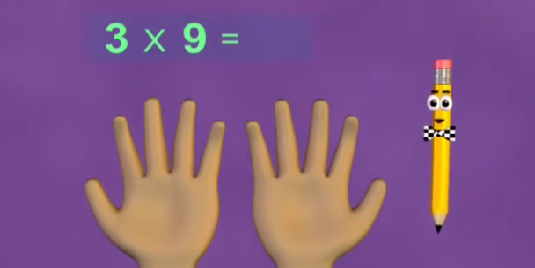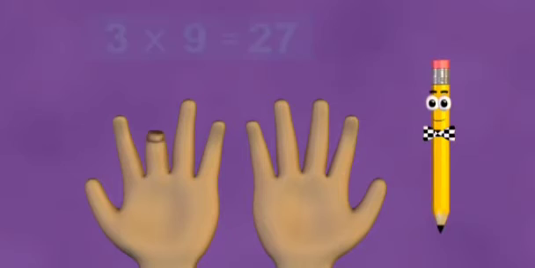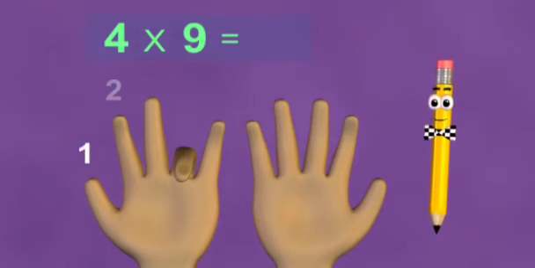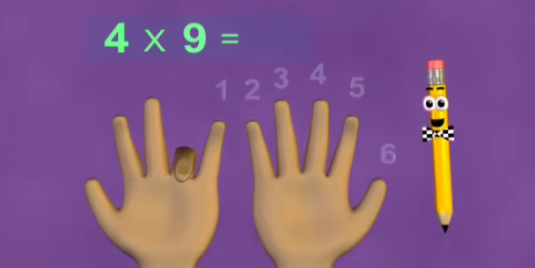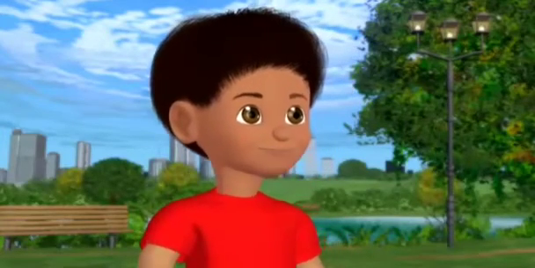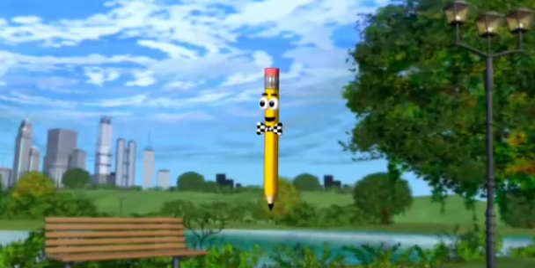For example, 3 into 9 is equal to, you need to bend the 3rd finger. On the right side you have 2 fingers and on the left side you have 7 fingers. So the answer is 27. In the same way, 4 multiplied by 9. Bend the fourth finger, and on the right side you have 3 fingers and on the left side you have 6 fingers. So the answer is 36. It's quite interesting.